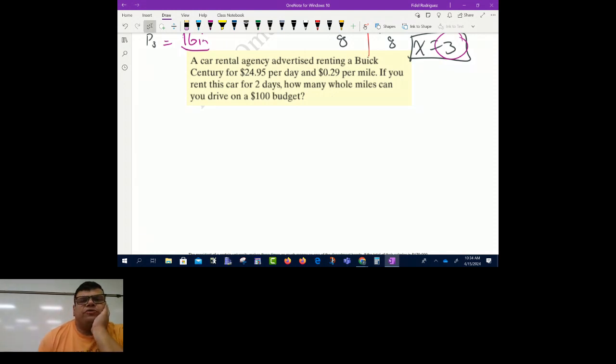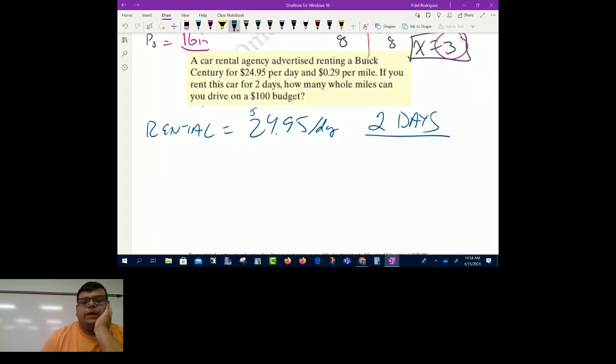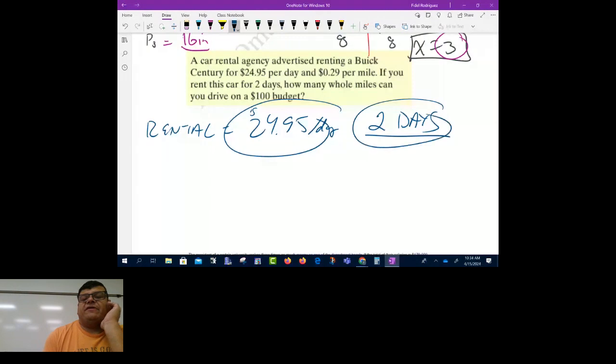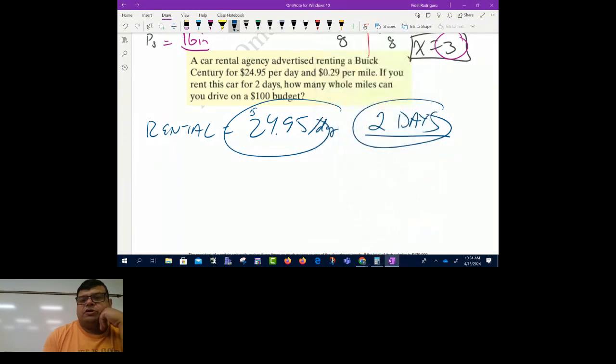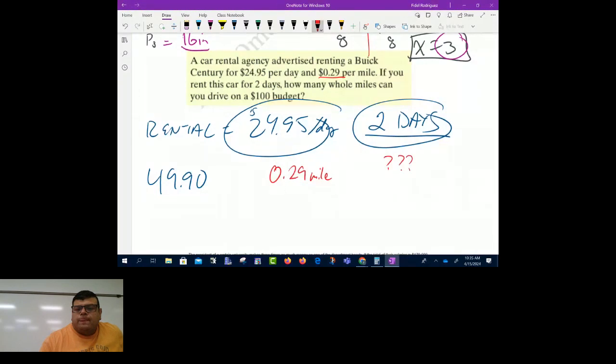Okay, so let's take a look, y'all. Let's see what's going on here. The rental, $24.95, y'all, per day. We want the car 2 days. So guys, do y'all agree with me? $24.95 times 2, because we got to multiply that out. Okay, so look, y'all, we're going to spend $49.90. Okay. Now, the second thing is they charge us 29 cents per mile. And we want to know how many miles we can drive.